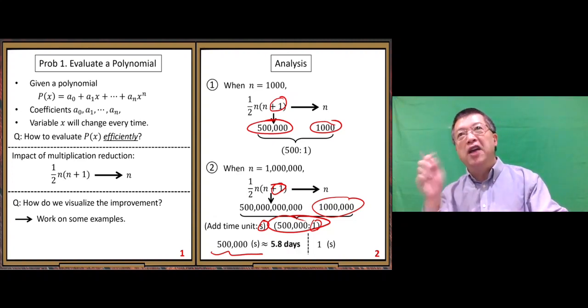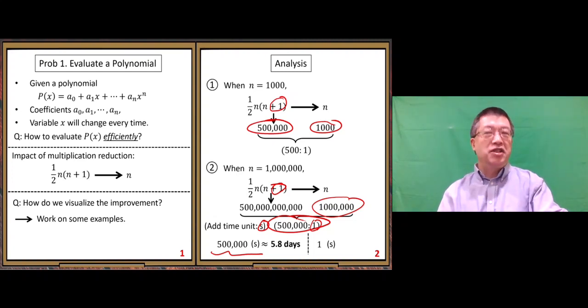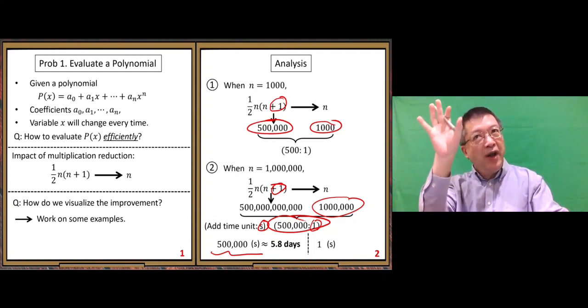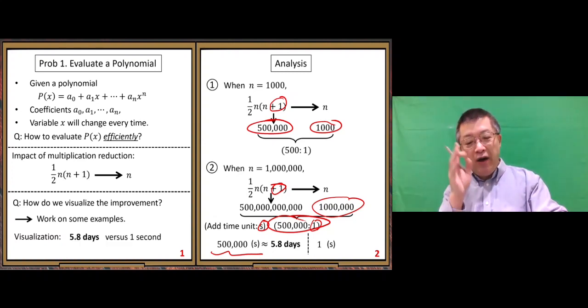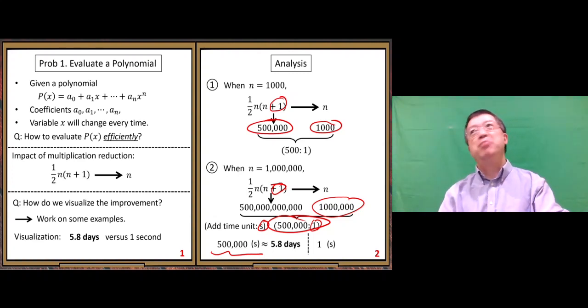Approximately 5.8 days. Less than 6 days, 5.8 days. You have an idea how long 5.8 days is, right? Almost 1 week, close to 1 week. So now you get an idea. The visualization is 5.8 days versus 1 second. How big is the difference?